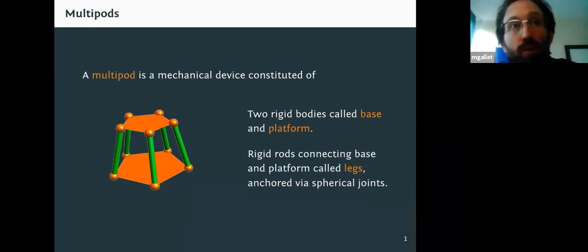In the picture, what you're seeing here is what is called a planar pentapod. So it's planar because the base and the platform anchor points lie on a plane, and it's a pentapod because it has 5 legs. So please notice that we don't restrict ourselves to planar mechanical devices. These are also called parallel manipulators, but the anchor points may be displaced in space. So they can define truly 3D configurations.